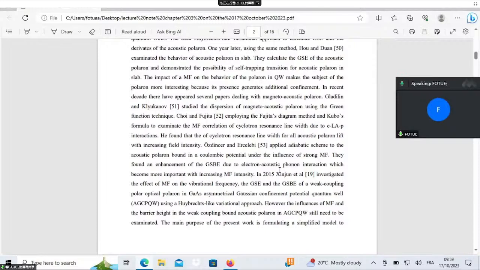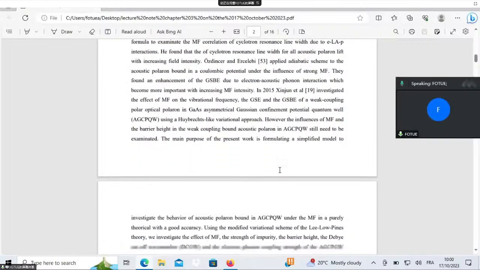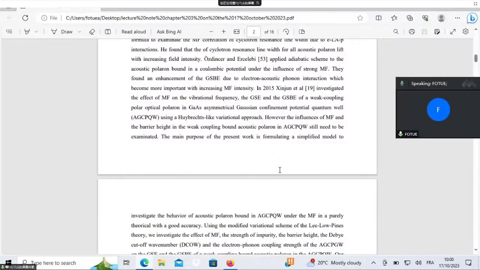And from here, he saw, for example, that for the polar optical polaron, the system was crucially modified by the parameter of the coupling between the electron and the optical phonon, and also the influence of the magnetic field and the barrier height of the weak coupling bulk acoustic polaron was also put in hands.